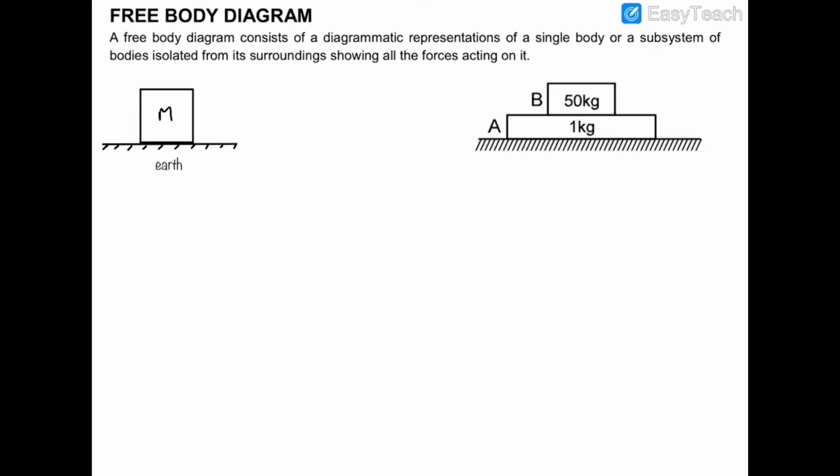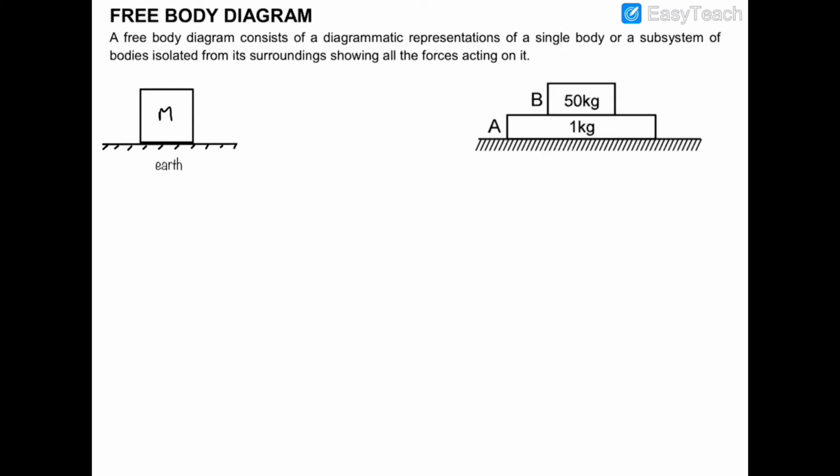So a free body diagram consists of a diagrammatic representation of a single body or a subsystem of bodies isolated from its surroundings, showing all of the forces acting on it. I know this statement is a bit confusing, so I'll illustrate it. For the illustration, let me take a situation in which a block of mass m is kept on earth, and this is the situation I'm talking about. So this block is kept on earth and it is at rest, obviously.